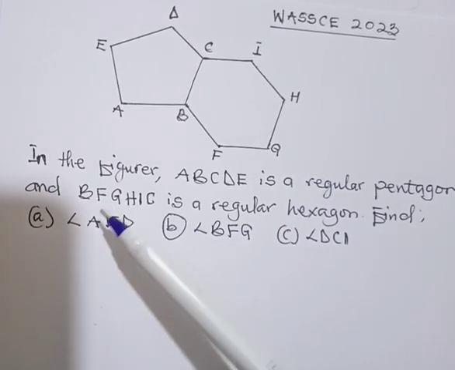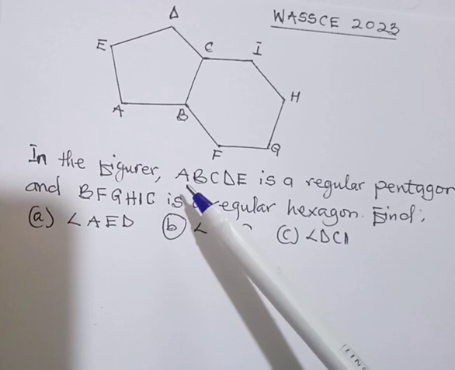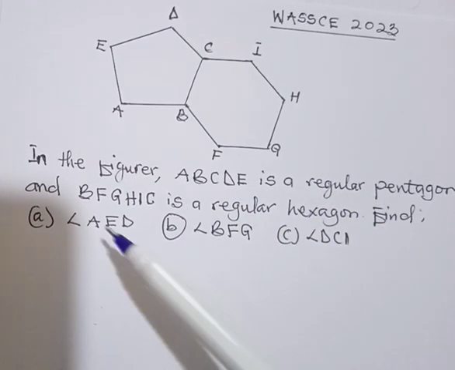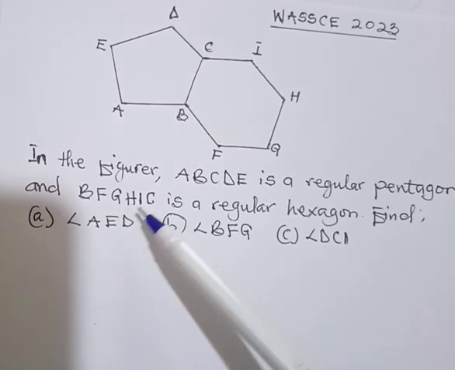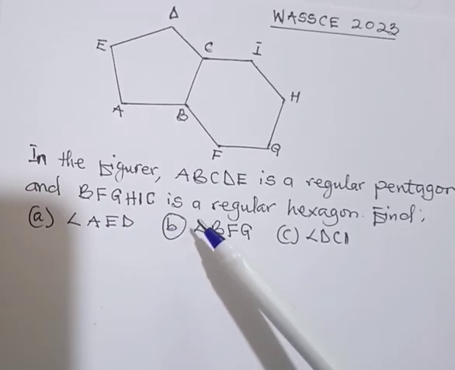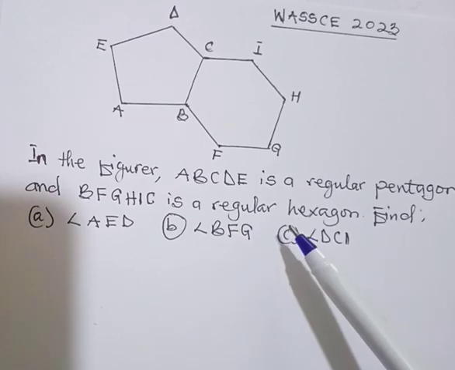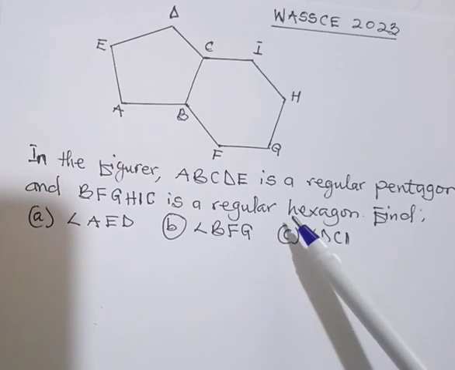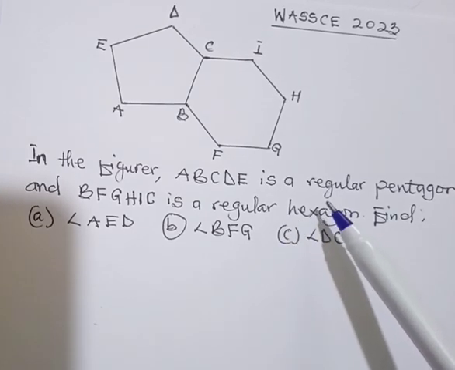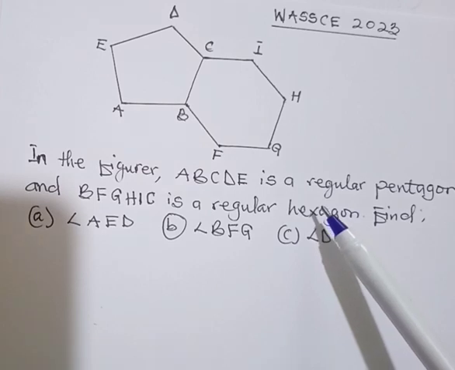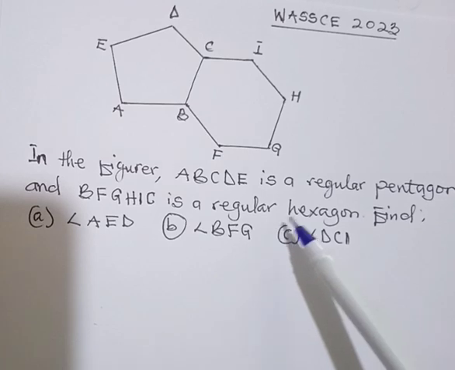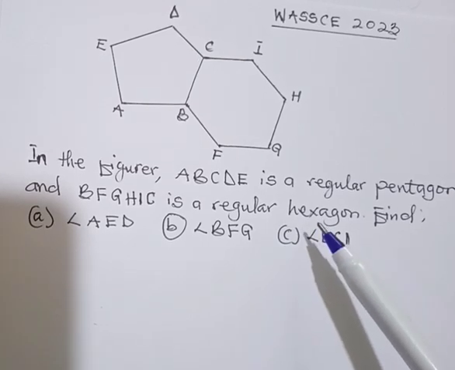In this question, ABCDE is a regular pentagon and BFGHIC is a regular hexagon. And I know when we say pentagon and hexagon, you know what we mean by that. For a regular pentagon, we are talking about a polygon with how many sides? 5 sides. And for a hexagon, we are also talking about a polygon with 6 sides.